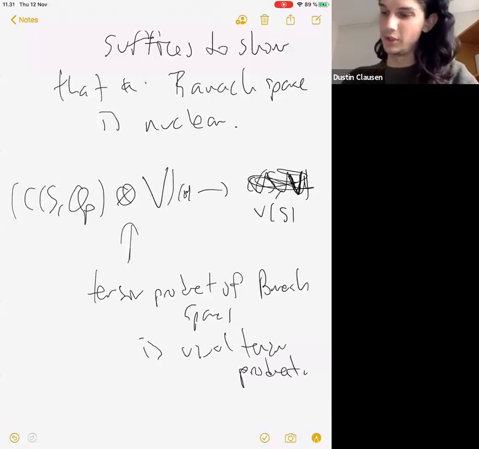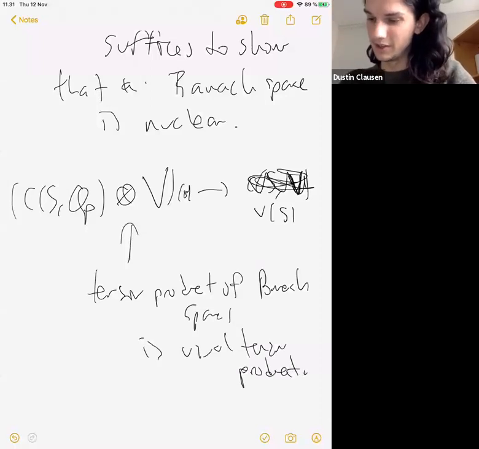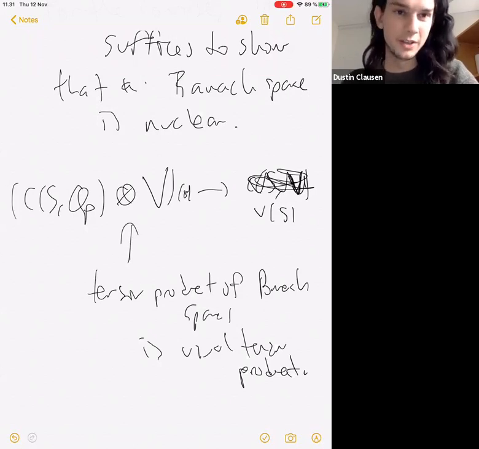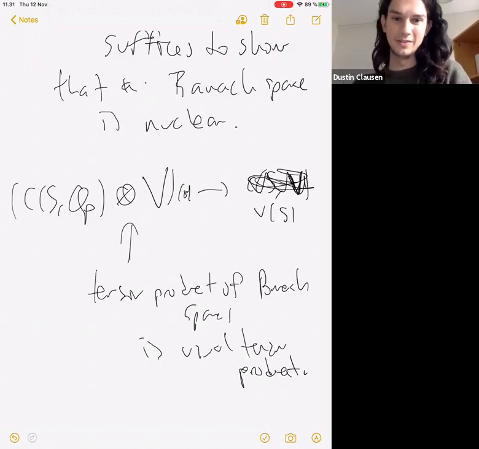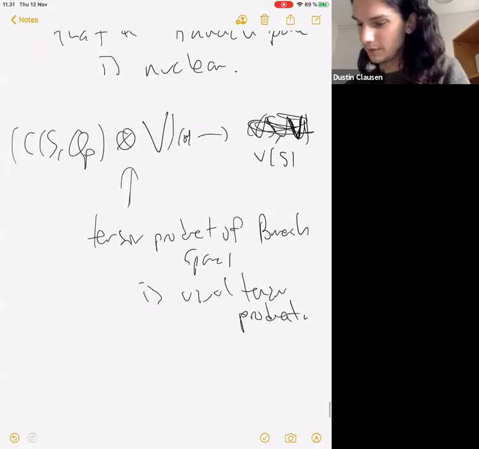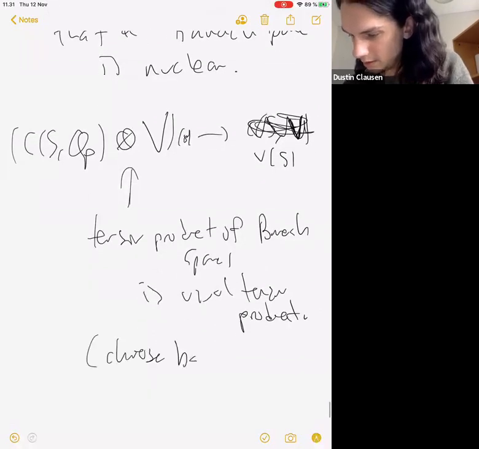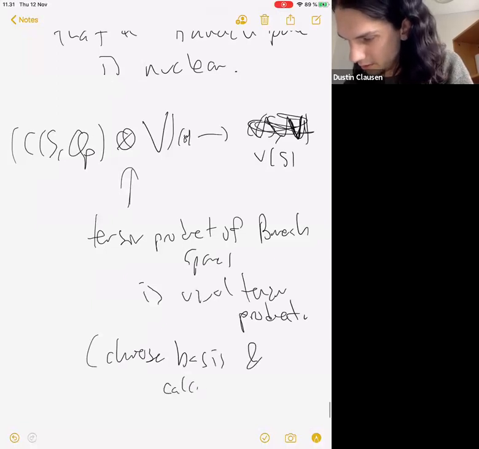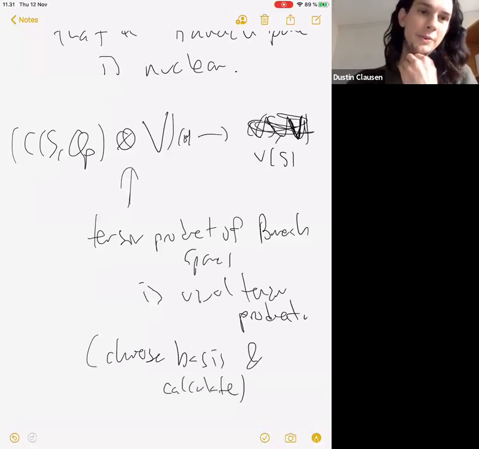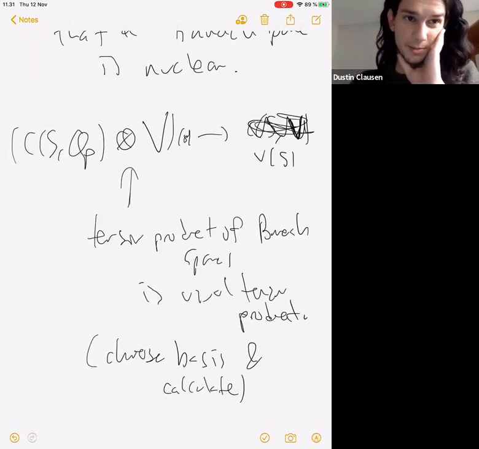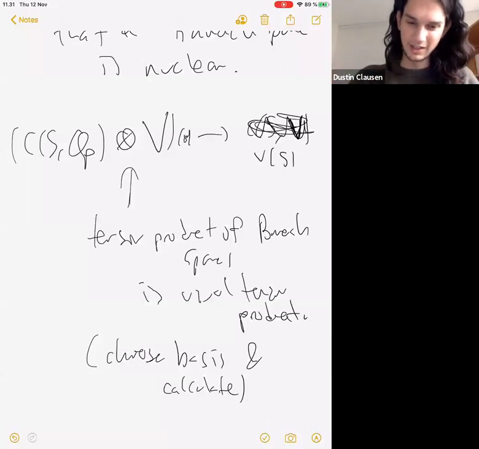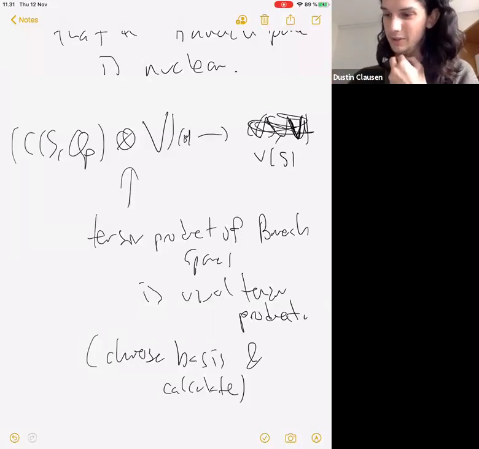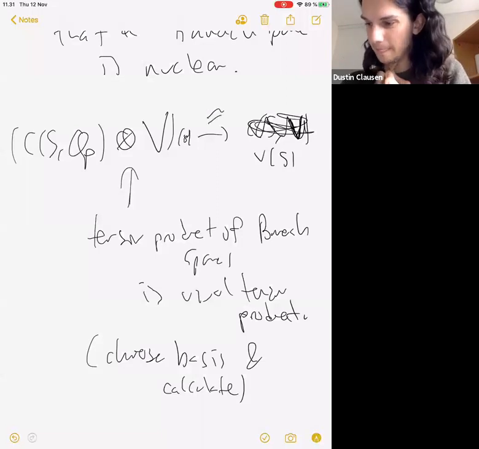You can choose a basis for I, and choose a basis for the continuous functions. And if you combine the two bases, you'll see you're getting a basis for the continuous functions with values in V. So just choose bases and calculate. We just show that our solid tensor product is the projective tensor product. The index set for your basis vector is just the product, and when you look at what it's doing in this case, you get exactly the claim.